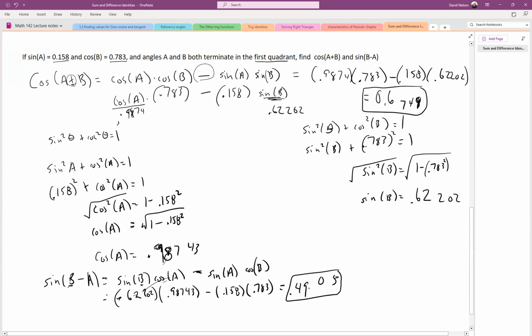So we got to use a couple of identities there. We have to use the sum and difference identities, and then the Pythagorean identity to find the missing values. I've got cosine of B, so I can find sine of B from that, and I know the sine of A, and from that I can find cosine of A using the Pythagorean identity.